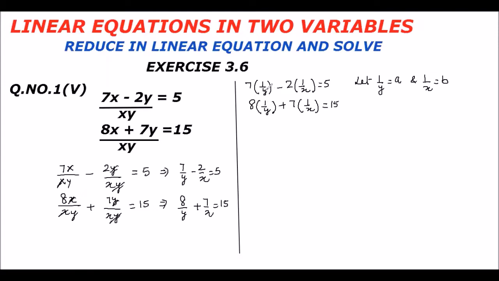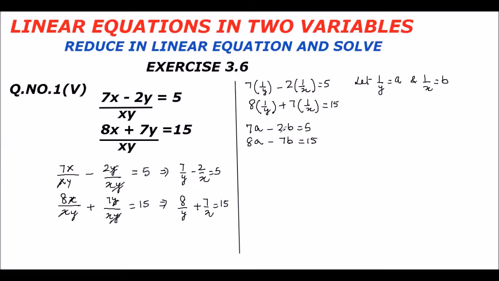So if we put 1 upon y is equal to a, this equation will become 7a minus 2b is equal to 5, and then it is 8a minus 7b is equal to 15. Then children, these equations are now converted into linear equations in two variables. So now we will solve for a and b.